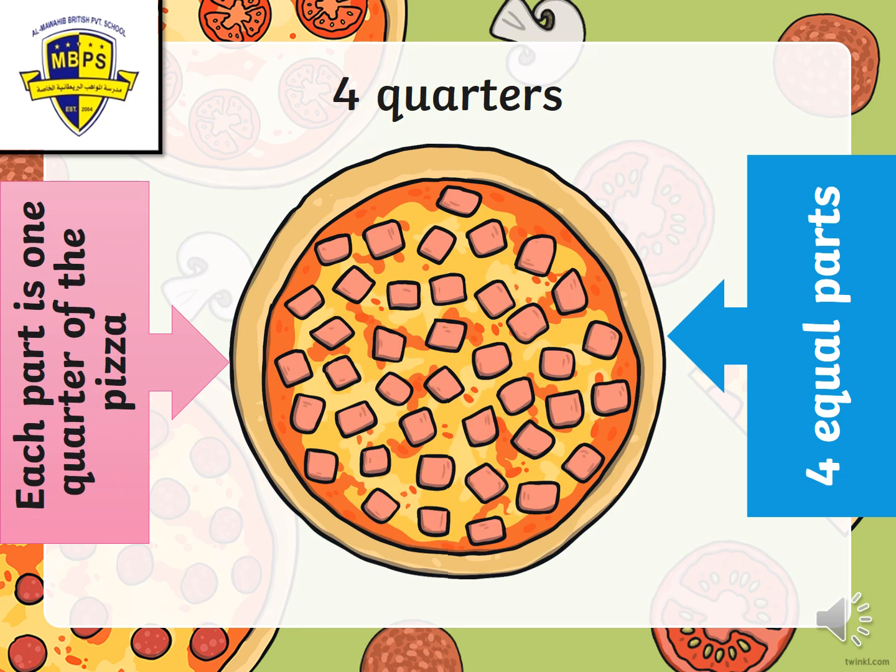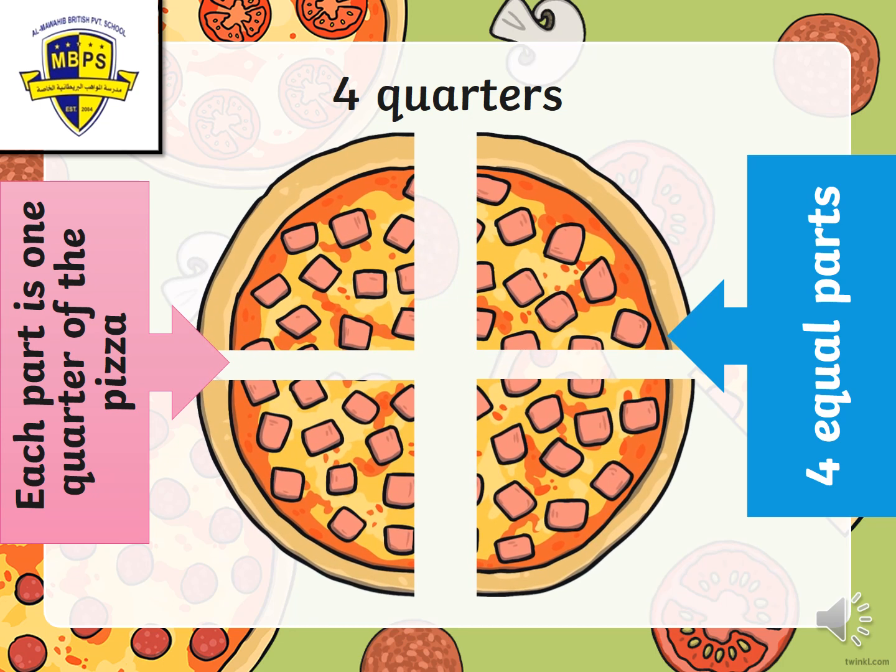Now let's imagine that we have 4 persons and we want to cut the pizza into 4 equal parts to share it between the 4 persons. Now let me cut the pizza into 4 equal parts. Now these 4 equal parts, we call it quarters. We have now 4 quarters, and each part is 1/4 of the pizza. How many quarters we have? We have 4, which is 4 equal parts.